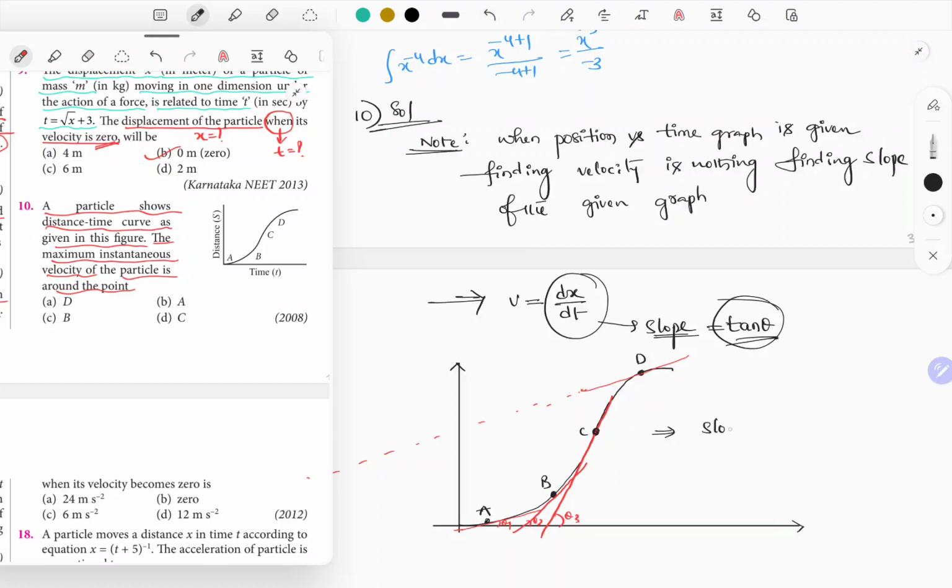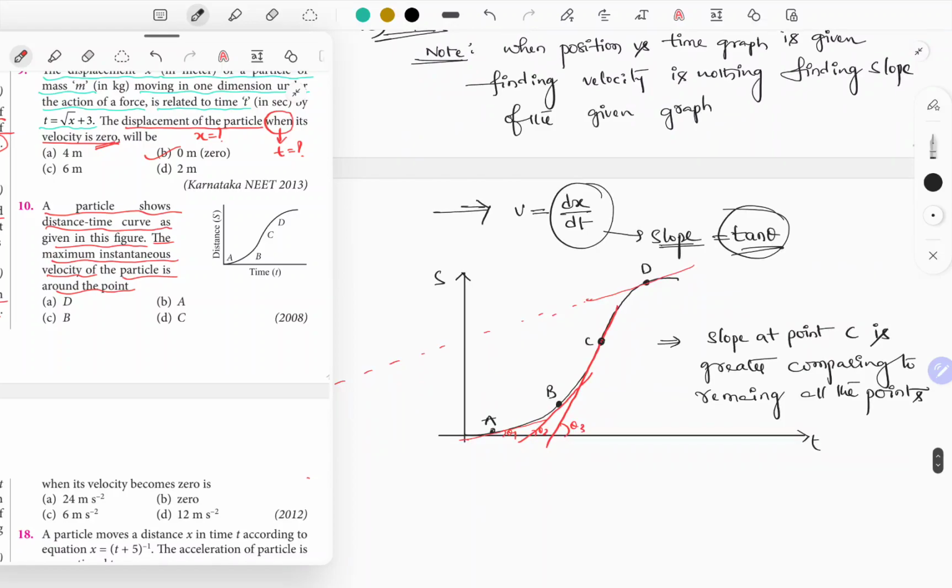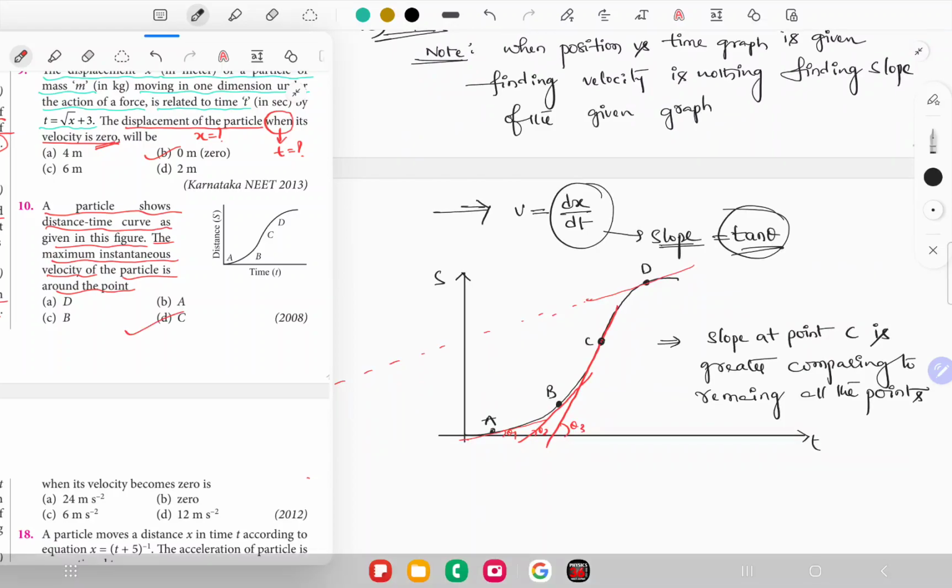compared to the remaining positions. Slope at point C is greater compared to all the remaining points. Slope is greater in the sense tan theta is greater. If tan theta is greater, then velocity is greater. That is the meaning. So at which position is velocity greater? At position C. This is how we have to answer.